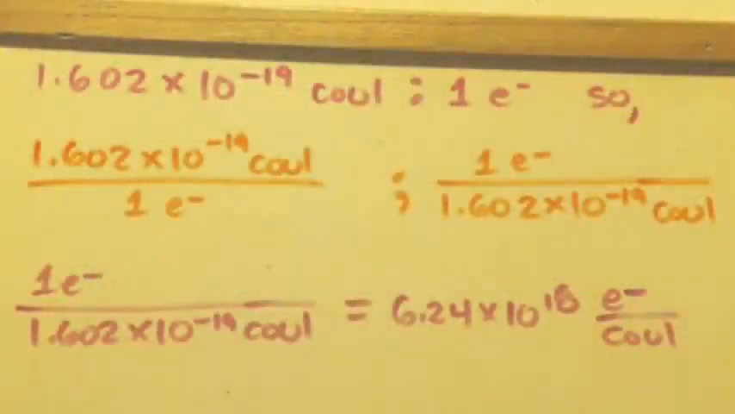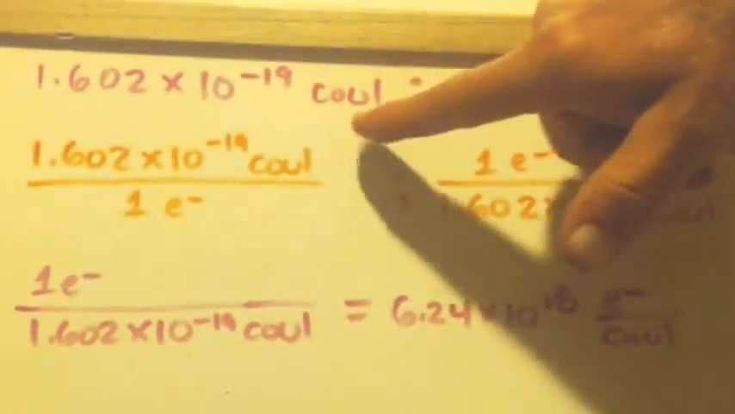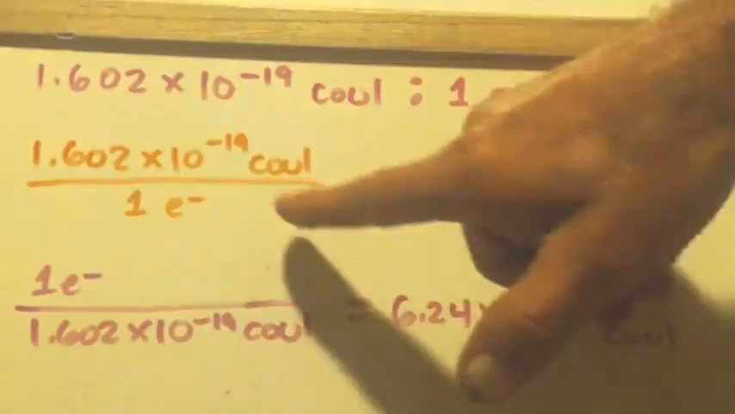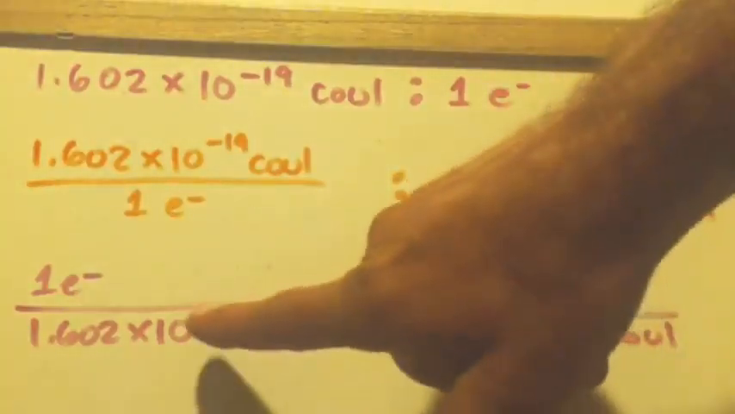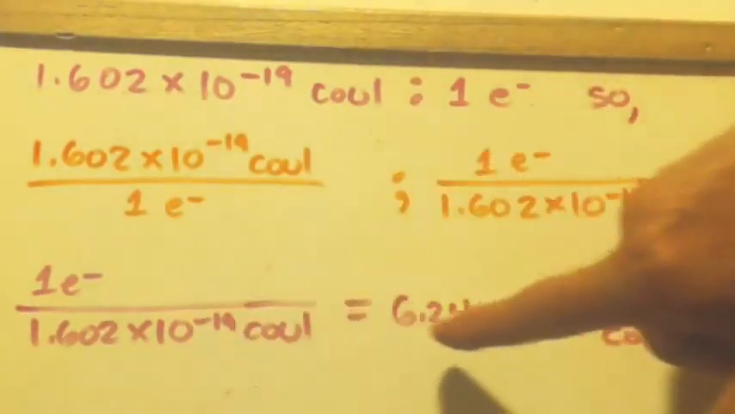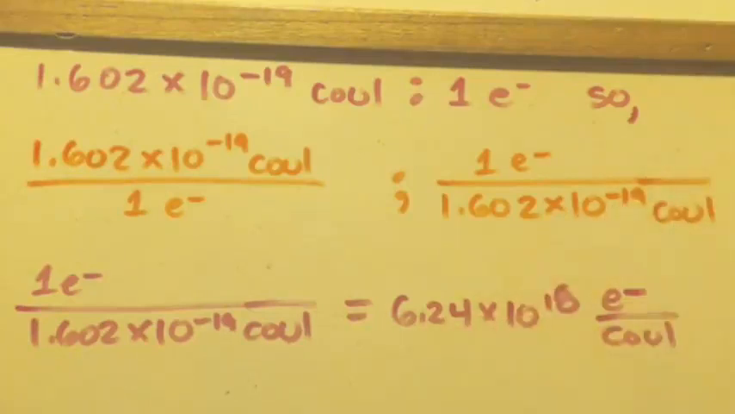Now, how many electrons are in a coulomb? Well, we know this ratio. It's a given. One electron has this much charge, or that many coulombs. So we can write this ratio either that way or that way. I choose to write it this way. When I do the math and divide that, I get this number of electrons per coulomb. So that's how many electrons are in 1 coulomb, or in 1 amp every second. This is how many electrons there are.